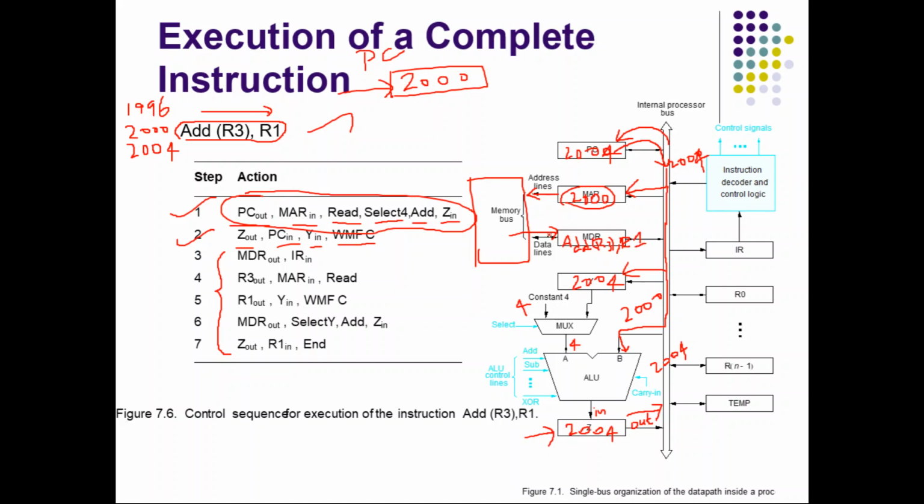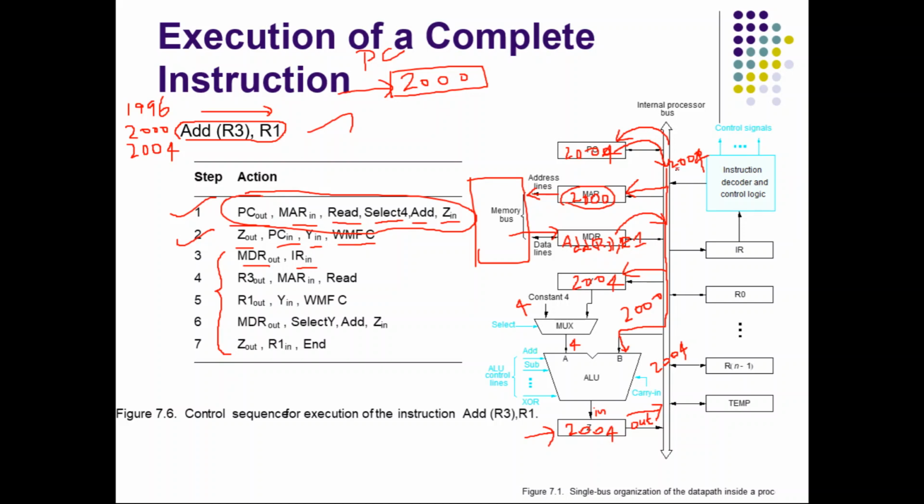Similarly, if you want to write something to memory, you have to keep that in MDR. So then what we are doing, MDR out, IR in. So this instruction at 2000 is fetched and it is available in MDR. Then we say MDR out, IR in. So from MDR we are keeping this in the system bus. MDR out means it goes into the internal processor bus.